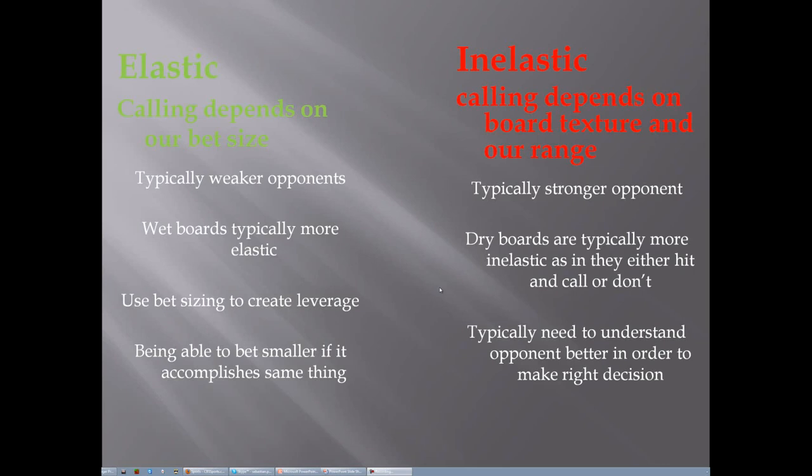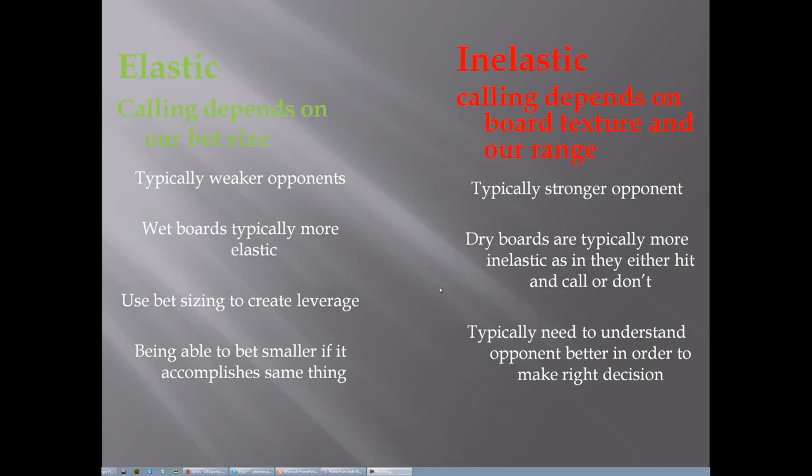But more than that, they're not going to call because not only do they know that they're overcards and it's a wet board, but they know that so many bad cards are going to come for them on the turn that are going to help our hand. So, straight cards are going to come, flush cards are going to come, more overcards are going to come. So that's why wet boards are typically more elastic when it comes to calling.